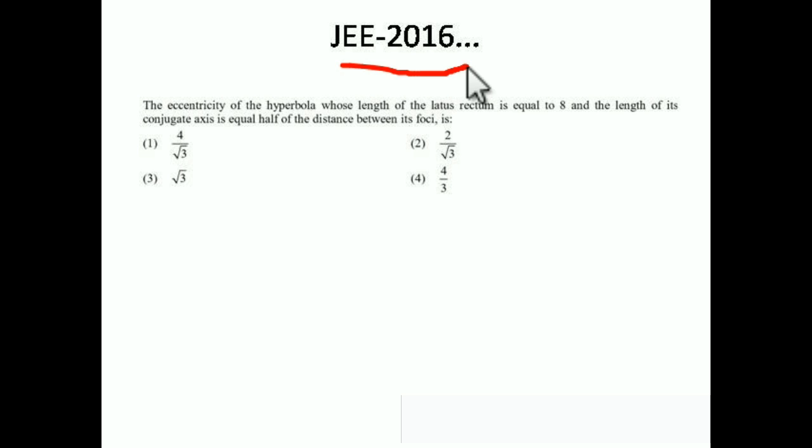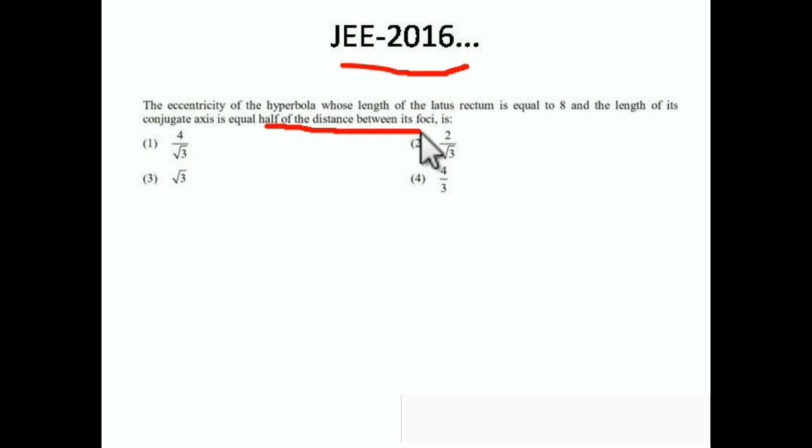So let's solve this. We have to find out the eccentricity of the hyperbola whose length of lateral rectum is equals to 8. Now, as we see in the formula, length of lateral rectum, that is 2b square by a. 2b square by a is equals to 8. And the length of conjugate axis, what is it? It's 2b. 2b is equals to half of the distance between foci.